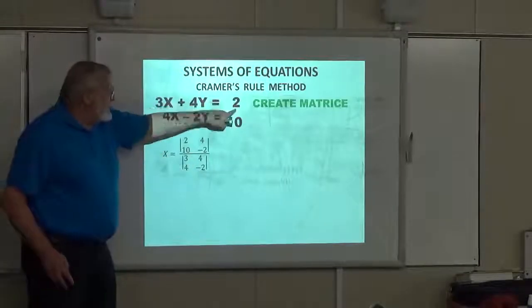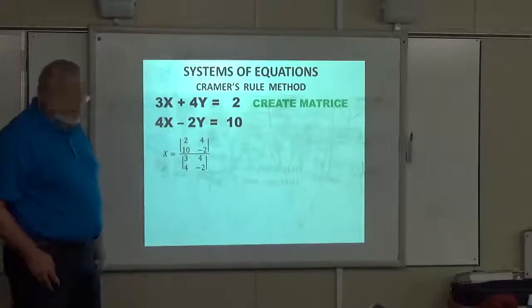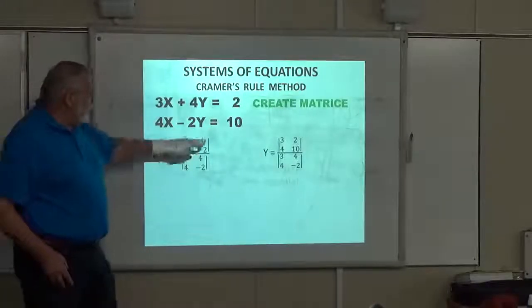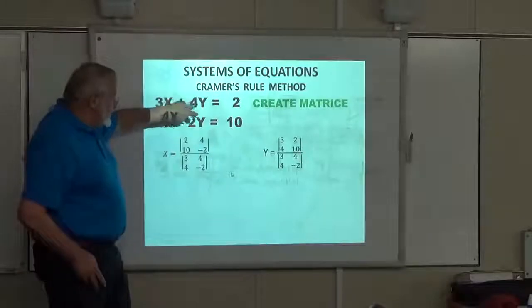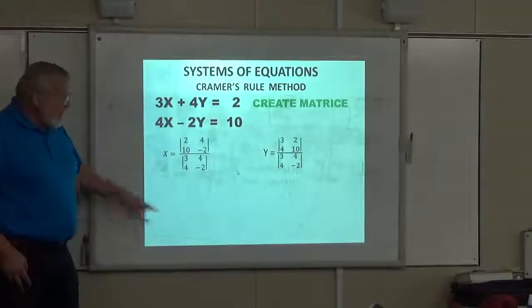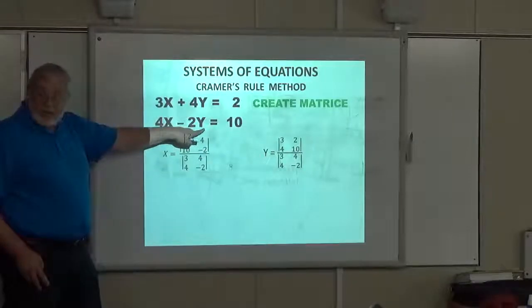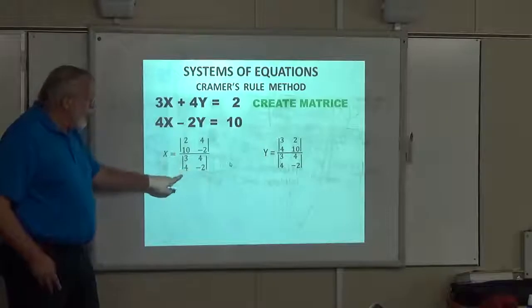Then I take these answers and replace them with the x. That gives me this. And the same thing would be true with the y. I replace these answers here with the y and get 3, 4, 2, 10. And then we're going to go diagonal minus diagonal. Diagonal minus diagonal.